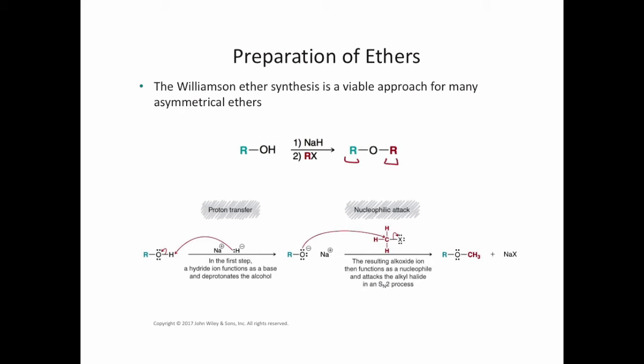So this is a 2-step reaction. In the first step, you use a base, typically sodium hydride, and that's going to remove the acidic hydrogen off of the OH group. And now you have a nucleophile. Now that nucleophile in the second step is going to do an SN2 reaction. So it's going to attack an alkyl halide, displacing the halogen leaving group to form your ether product.